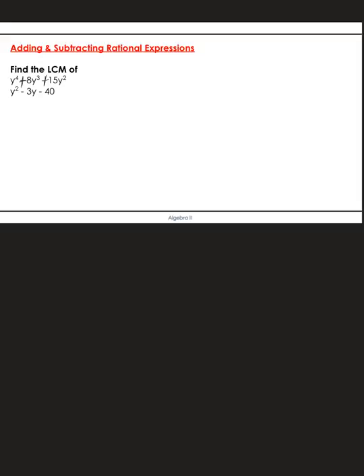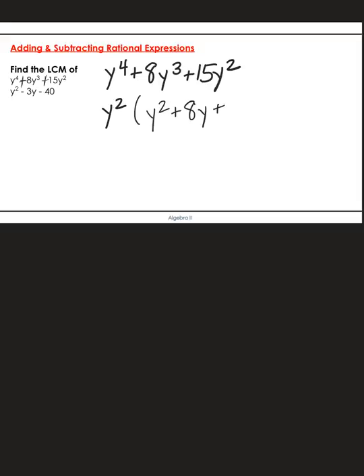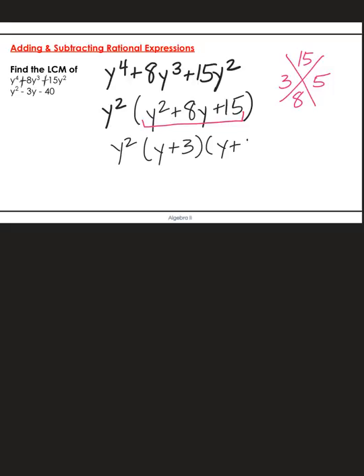So first we are going to factor y to the fourth plus 8y to the third plus 15y squared. Now, all three of these have in common a y squared, so we can factor that out. When we factor that out, we get y squared times y squared plus 8y plus 15. And then if you look, you can see that this can be factored again when I try to see what multiplies to give me 15 and adds to give me 8. That's going to be 3 and 5. So when I factor again, I get y squared because I haven't done anything to that, and then y plus 3 and y plus 5. So that's my first term factored out.